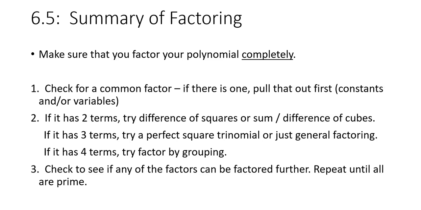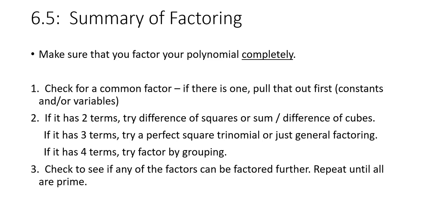If it's got three terms, it could be a perfect square trinomial, especially if the ends have perfect squares, or just general factoring, guess and check, AC method, that type of thing. If it's got four terms, try factoring by grouping. Group the first two, group the second two. You may even have to switch terms around a little bit in order to get it to that point where it can be factored by grouping.